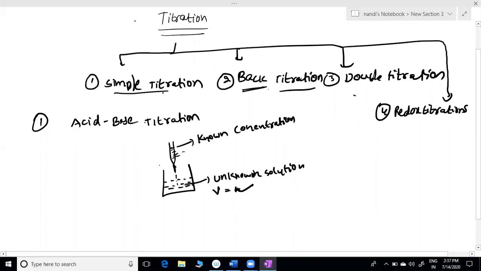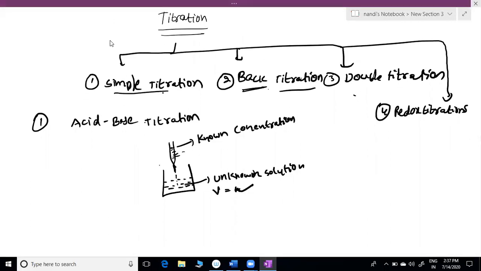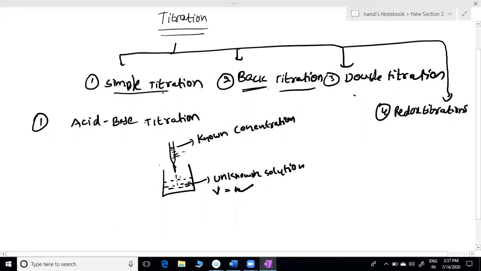Along with this, we are adding one indicator. Whether the reaction is completed or not, we don't know. We are adding solution drop-wise. We are adding the indicator, 1 or 2 drops. Indicator also we are adding. What is the use of indicator?